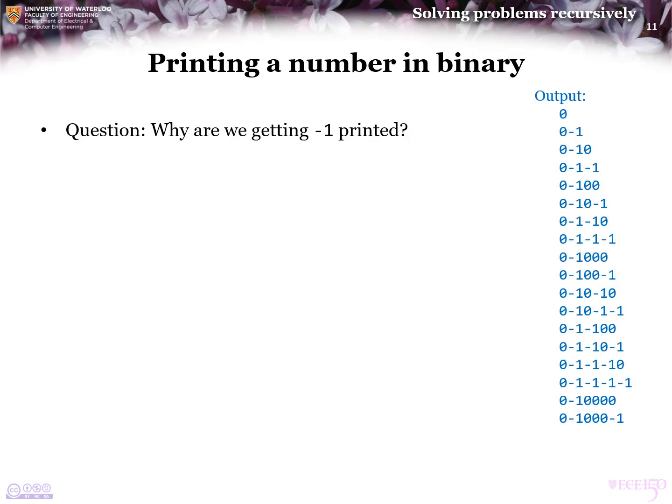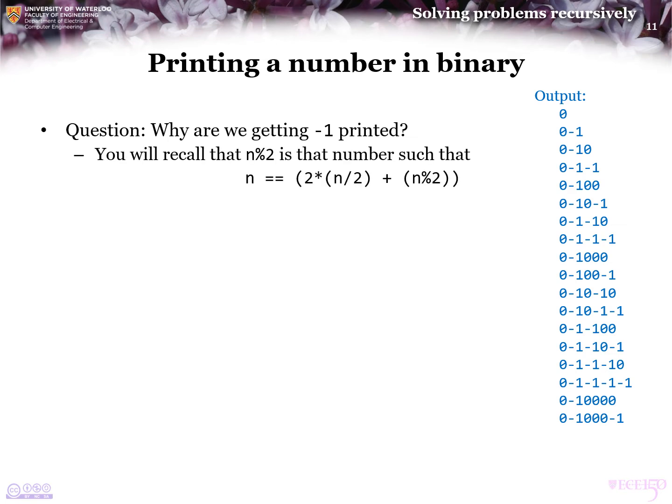Now, when you see this output, the first thing you should be asking yourself is, why are we seeing a negative 1 being printed? After all, the only thing our function ever prints is 0 or 1 in the base case, or n modulo 2 in the recursive case.